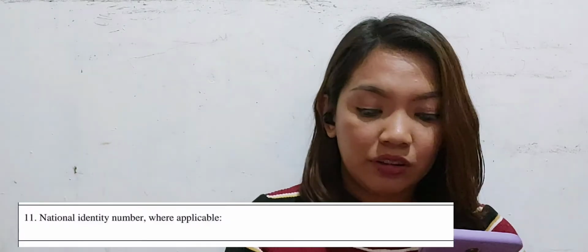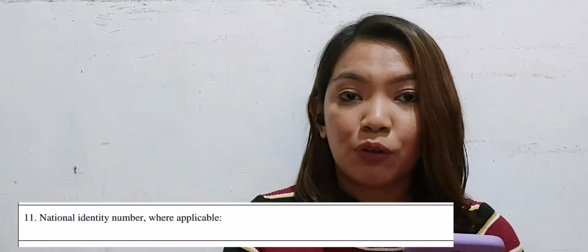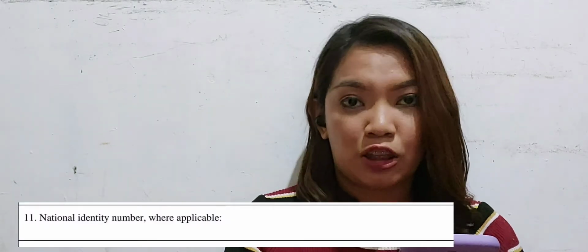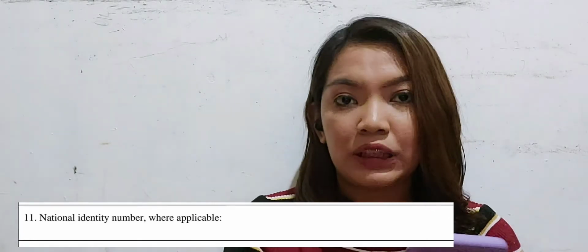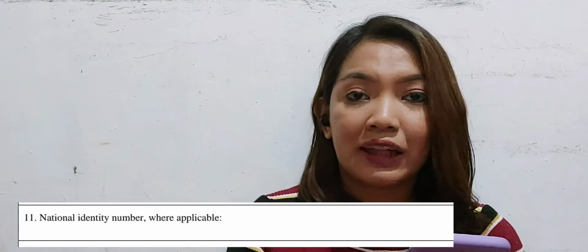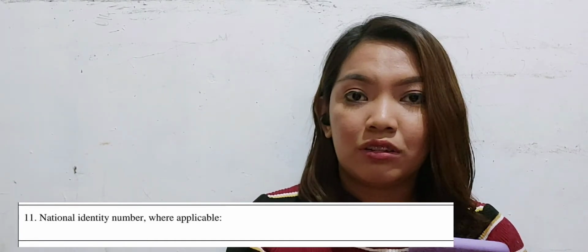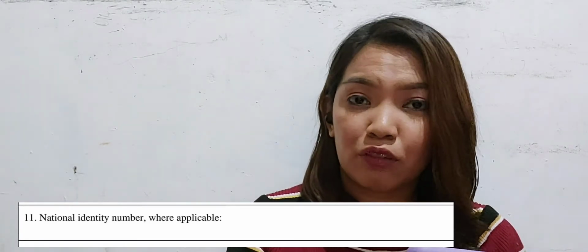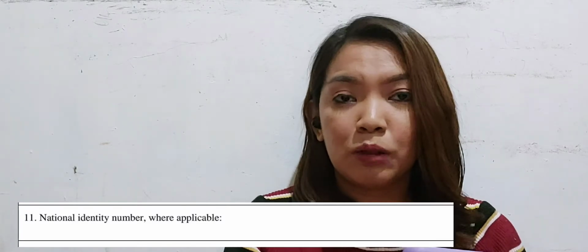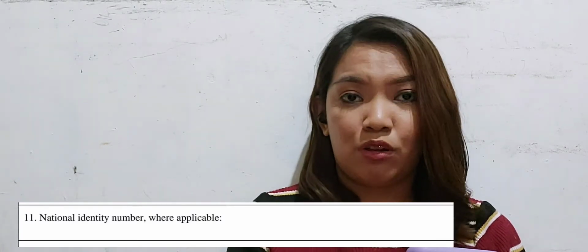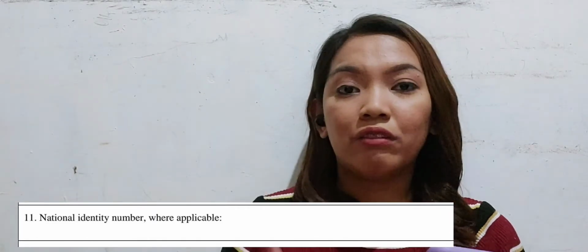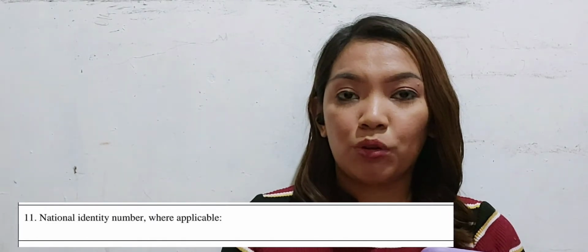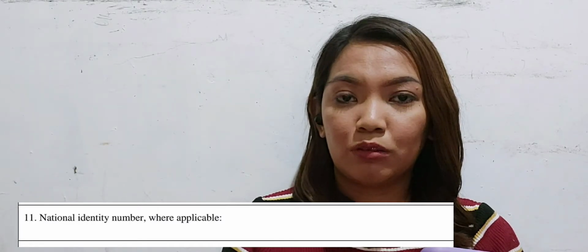Next is number 11. It's going to ask for your national identity number. As of right now, especially for the Philippines, we don't have a national identity number yet. I know that Duterte has already approved the making of the Philippine National ID card, but I don't personally know anyone who has received it. So since we haven't received it yet, you can just put in NA, which stands for not applicable.